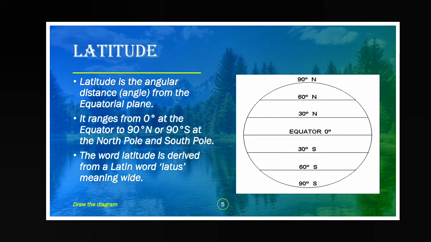So this is the thing, and it ranges from 0 degree at the equator to 90 degree north and 90 degree south towards the North Pole and South Pole. And the literal meaning: the word latitude is derived from the Latin word latus, meaning wide. Here also you have to draw the diagram.